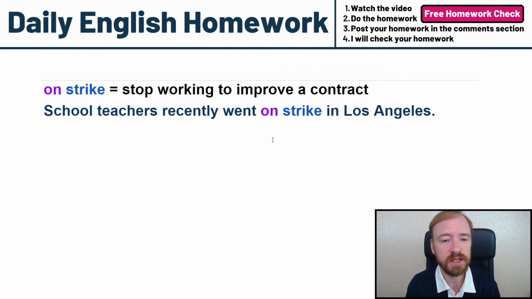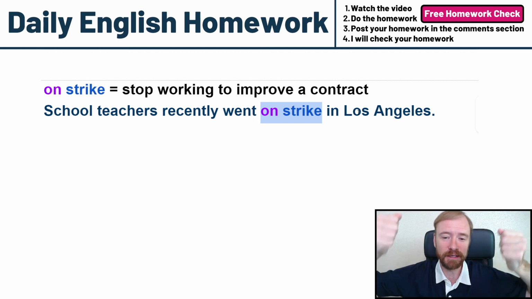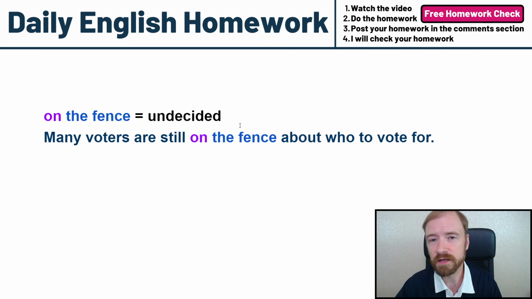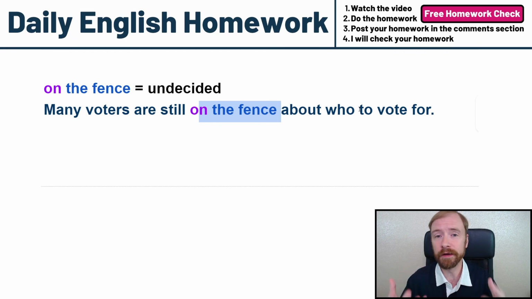On strike, stop working to improve a contract. School teachers recently went on strike in Los Angeles. So they stopped working because they want to improve their contract, their working conditions. So they go on strike. They stand in front of the schools and they have signs. Here's a great idiom, very good idiom to use: on the fence, which means you're undecided. Many voters are still on the fence about who to vote for. They are undecided.